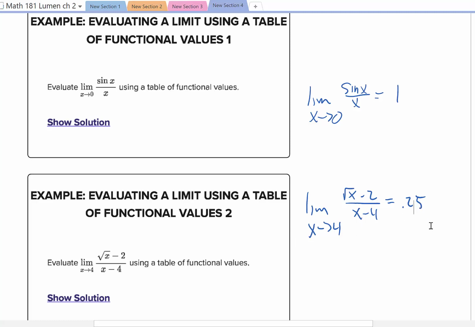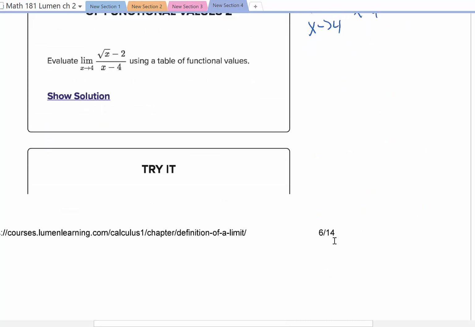But that's the way the limit process works: we look at the trend of the values and how they're approaching the value in particular. Okay, let's go ahead and go on.